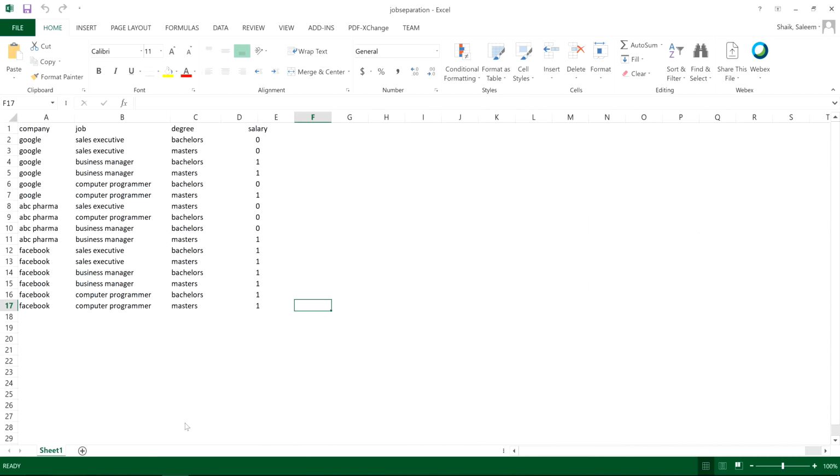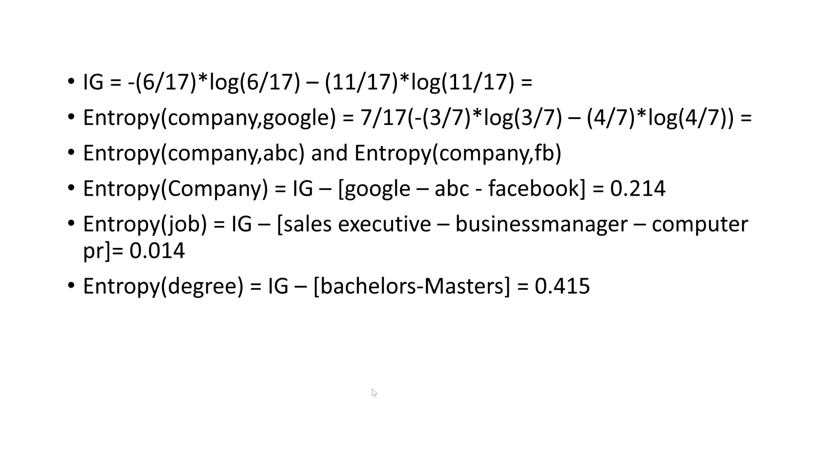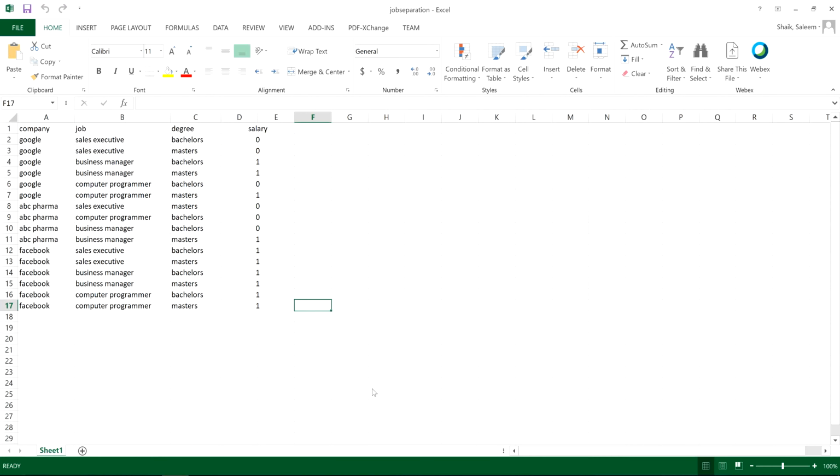Similarly, you are going to find for the company ABC Pharma. So ABC Pharma, we have total 4 rows. And out of 4 rows, we are going to see the number of zeros and number of ones. So we have zeros like, let's say 1, 2, 3. Total 3 zeros. So minus 3 by 4 into log 3 by 4 minus, so out of 4, 3 are 0, so 1 will be 1. So 1 by 4 into log 1 by 4. This is how you are going to do, guys.